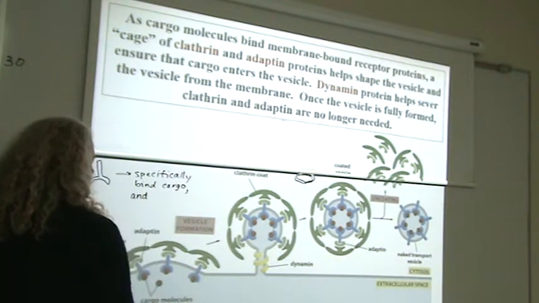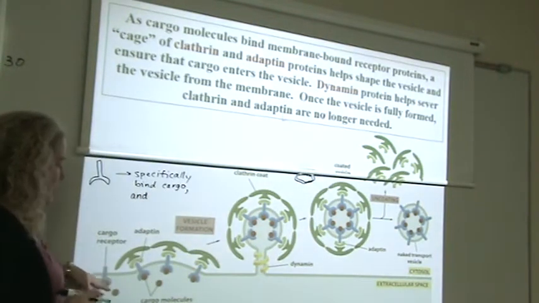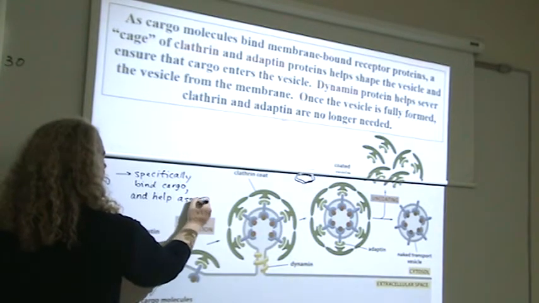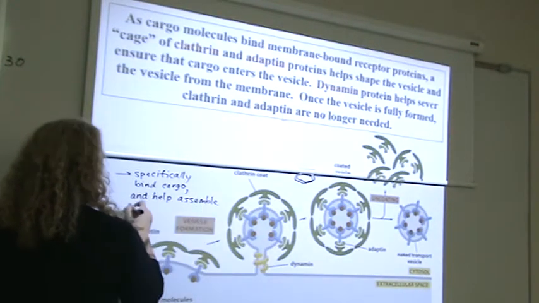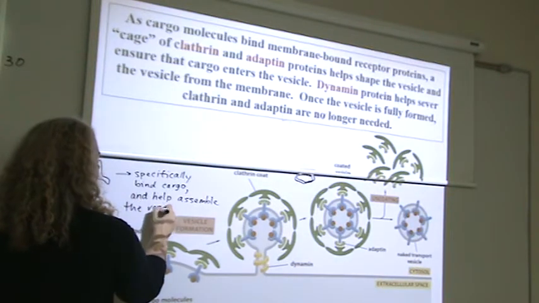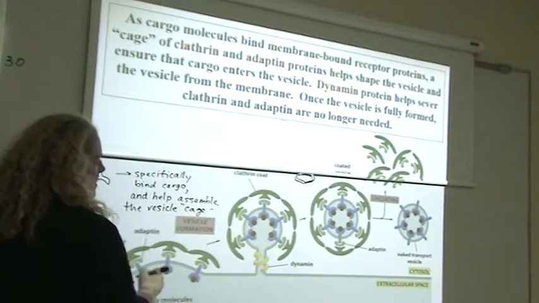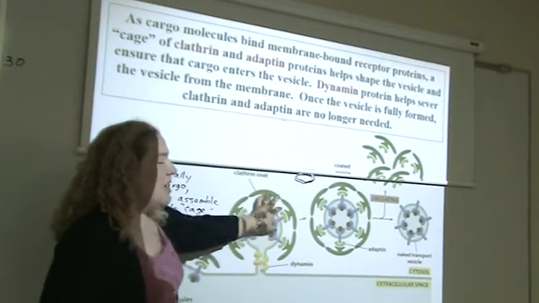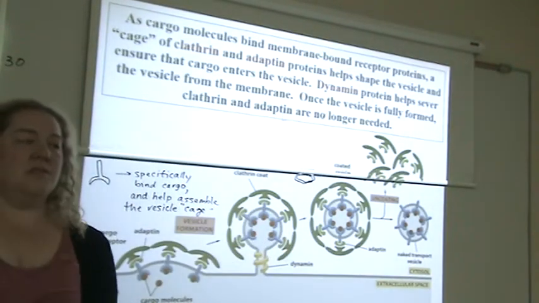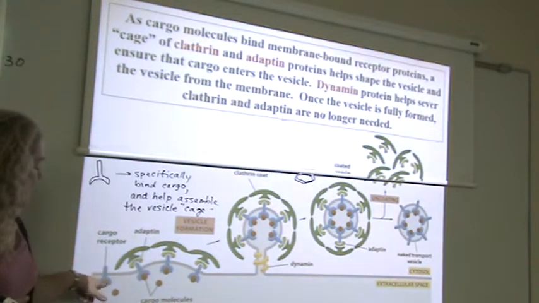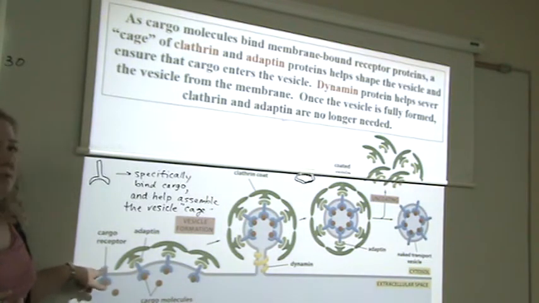and when they are bound to cargo, they're going to help assemble the vesicle cage. So I kind of think of these as a cage of proteins around the forming vesicle that are helping it form and pinching it. So these receptors, the cell has to have a lot of these receptors.